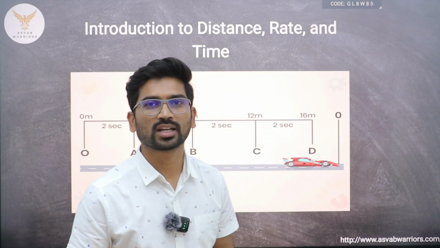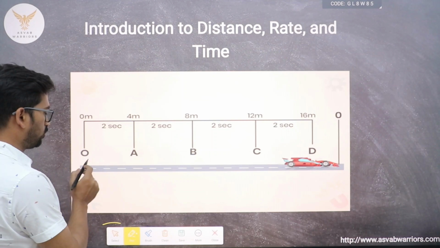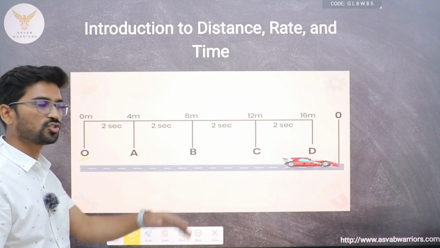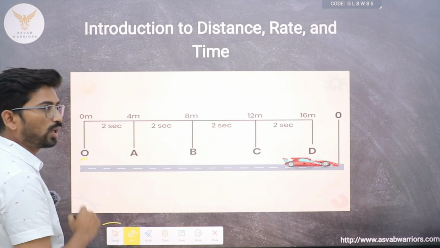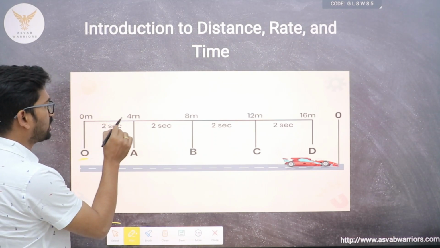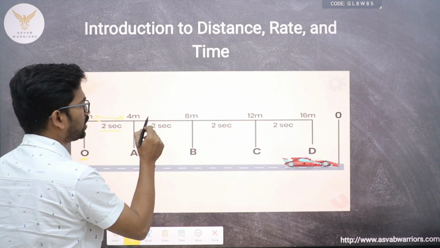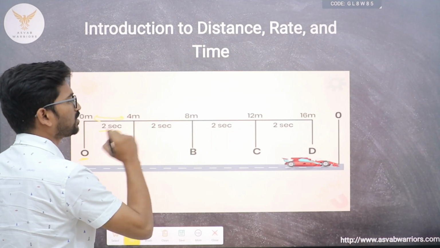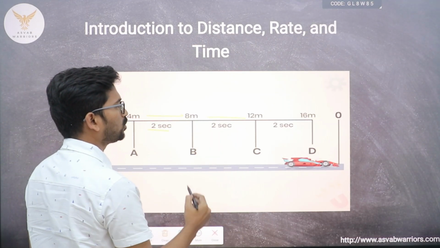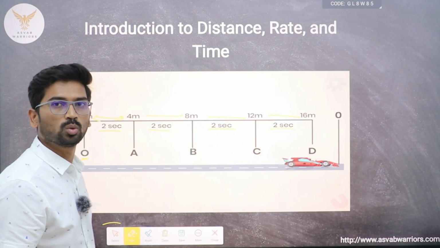Now in this slide we have taken a small example of a car which is traveling from point O to point D. It is going in this direction. From point O to A, the distance is 4 meters, and the car takes 2 seconds to travel this distance. Again, from point A to B the distance is 4 meters, again taking 2 seconds, and so on. From 8 to 12 meters it takes 2 seconds, and 12 to 16 it again takes 2 seconds.